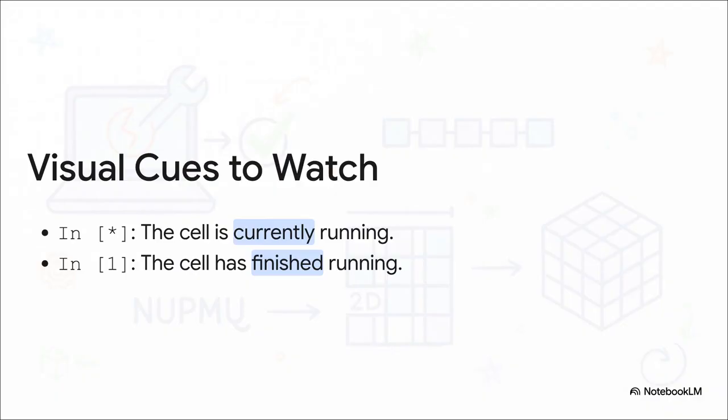And hey, as it's running, keep an eye on those little brackets right next to your code cells. If you see an asterisk in there, like In [*], that's your cue that the kernel is busy working on that specific cell. Once it's done, it'll get a number, like In [1], In [2], and so on. That number shows you the exact order everything was run in. And just like that, no more NameError.